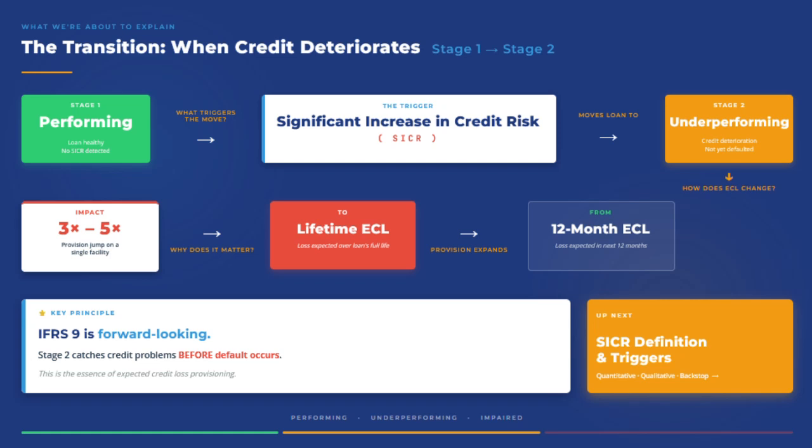So have you ever thought about why this matters? This is the essence of IFRS 9 being forward-looking. Stage 2 catches the credit problems before the default occurs. Here you are not waiting for the borrower to miss payments. You are identifying the risk deterioration early and provisioning accordingly. That's predictive, not reactive. And this is the essence of expected credit loss provisioning. You are ahead of the curve and not behind it.